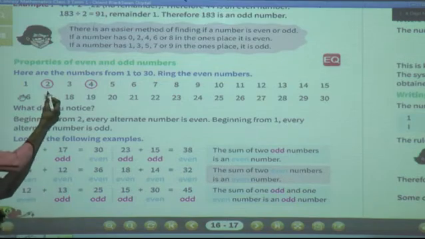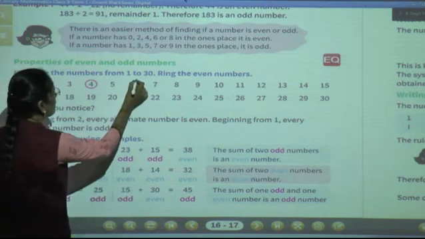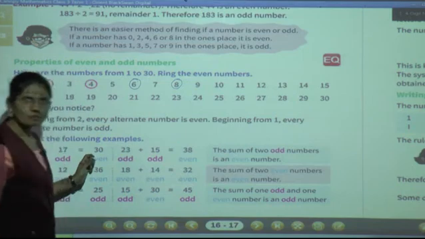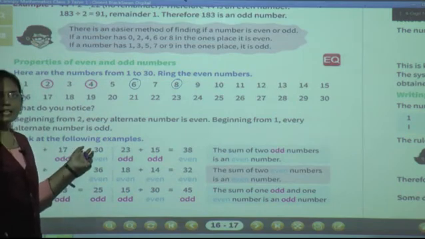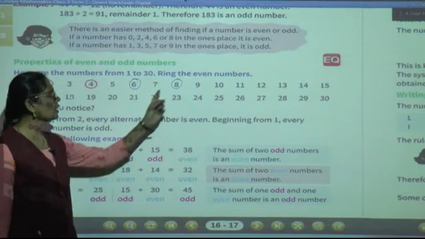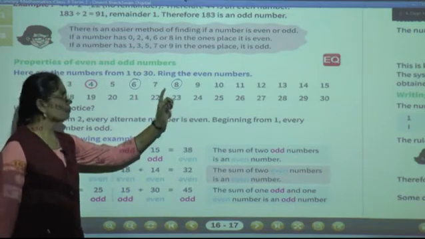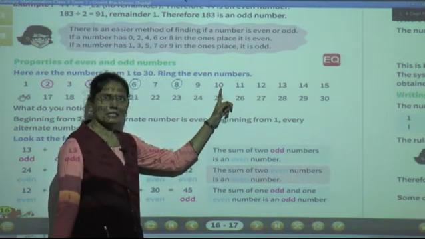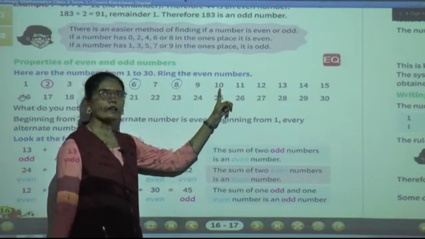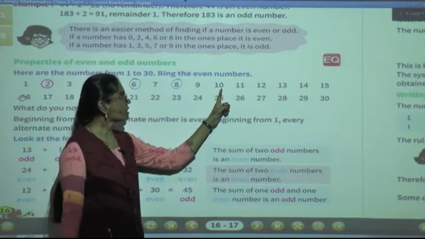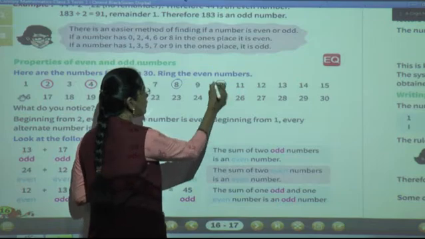Now 2 is even, 4 is even, then 6 is even, then 8 is even. Why? Because if we divide 8 by 2, there will be no remainder. So 8 is also even. Then see here 10. In 10, this is a 2-digit number, and here at ones place 0 is there. So this is also an even number. So we will circle it.